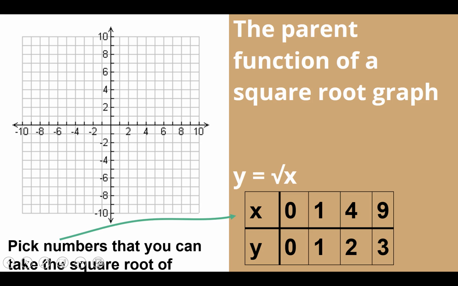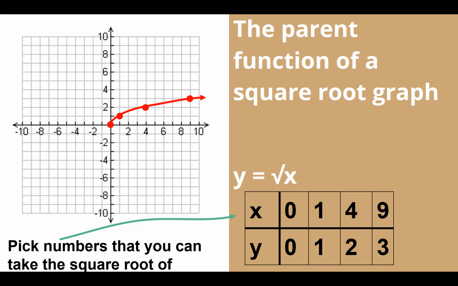When we plug these in, we get their perfect squares. Look at that: 0, 1, 2, 3. And we're only using the positives, right? Because the negatives would make it not a function. So we're going to stick with just our positive numbers. Let's go ahead and graph them to get what our rainbow is going to look like. (0, 0), (1, 1), (4, 2). All right, this is the parent function.